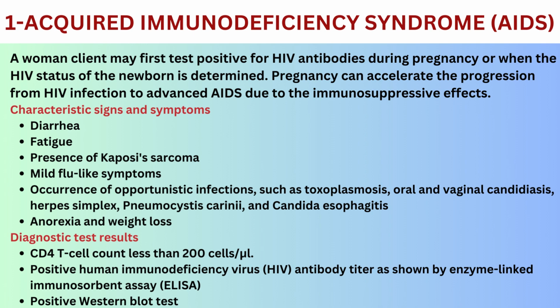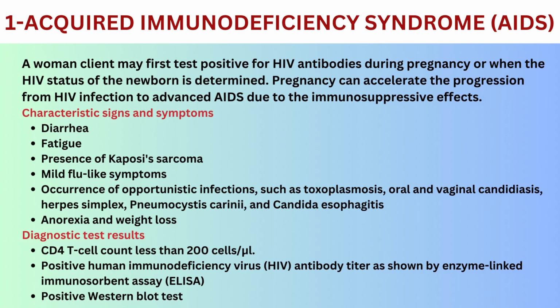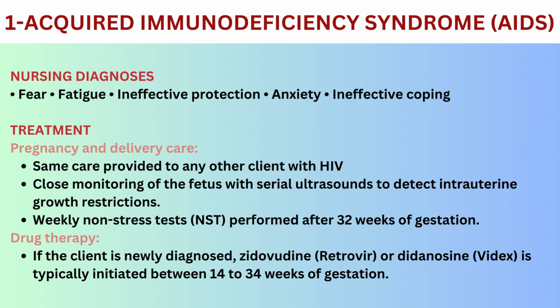The diagnostic test results: CD4 T cell count less than 200 cells per cubic millimeter, positive human immunodeficiency virus HIV antibodies titer, as shown by enzyme-linked immunosorbent assay ELISA, positive Western blot test. The nursing diagnosis: 1. Fear, 2. Fatigue, 3. Ineffective protection, 4. Anxiety, 5. Ineffective coping.